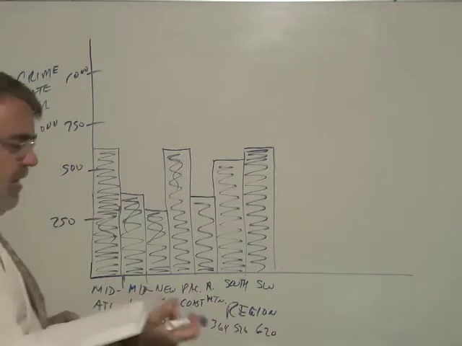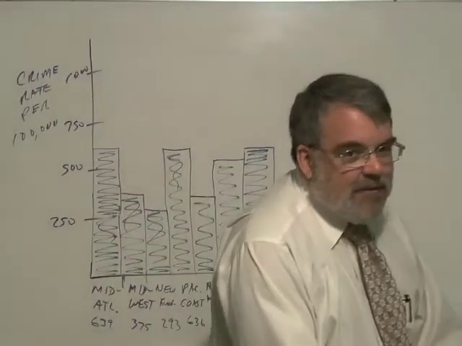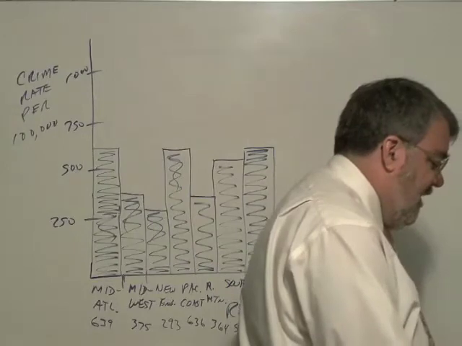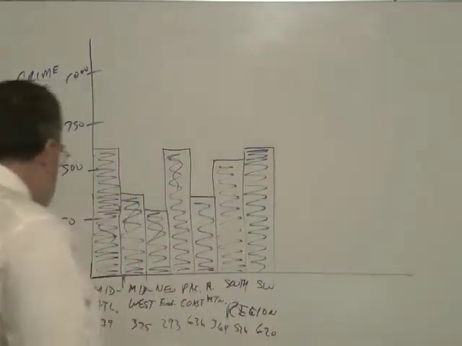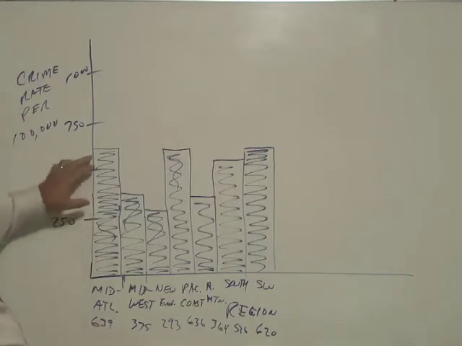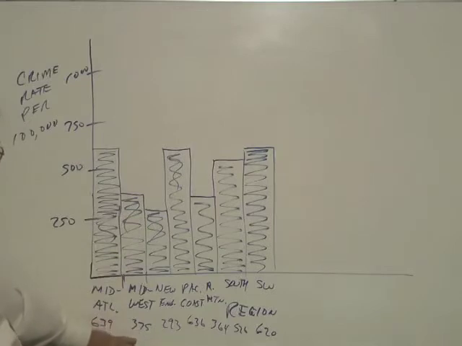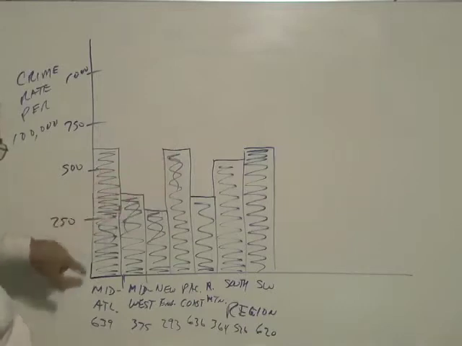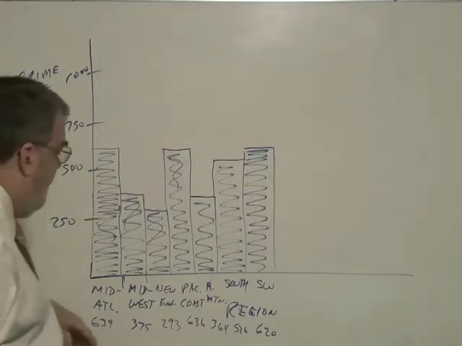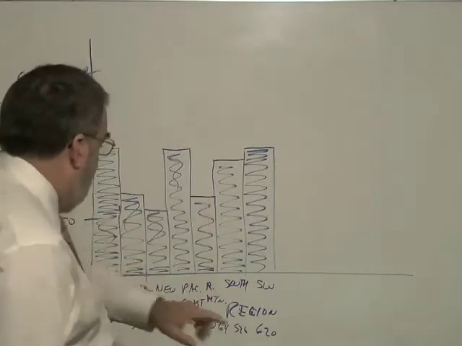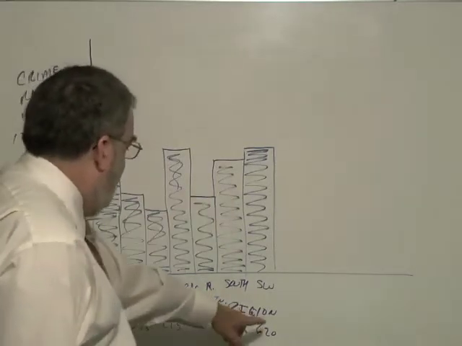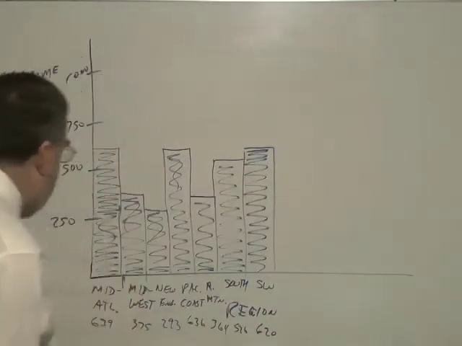And looking at these states, I calculated the means for each region. The mean crime rate for the Mid-Atlantic states was 639, which happens to be the highest. And then Midwest was 375 per 100,000. New England was 293 for every 100,000. That happens to be the lowest. Pacific Coast was 636, almost tied with Mid-Atlantic. And then Rocky Mountain was 364. The South was 526, and the Southwest was 620.